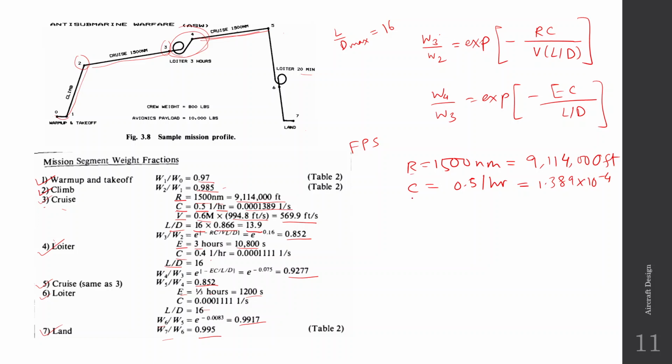So the range and the C are given, and your velocity is 0.6 Mach. So velocity will be 0.6 into speed of sound, and speed of sound is 994.8 feet per second. So you get 569.9 feet per second. And for cruising with a jet engine, your L by D should be 86% of L by D max. Here I've assumed that L by D max is 16, so the L by D will be 13.9.